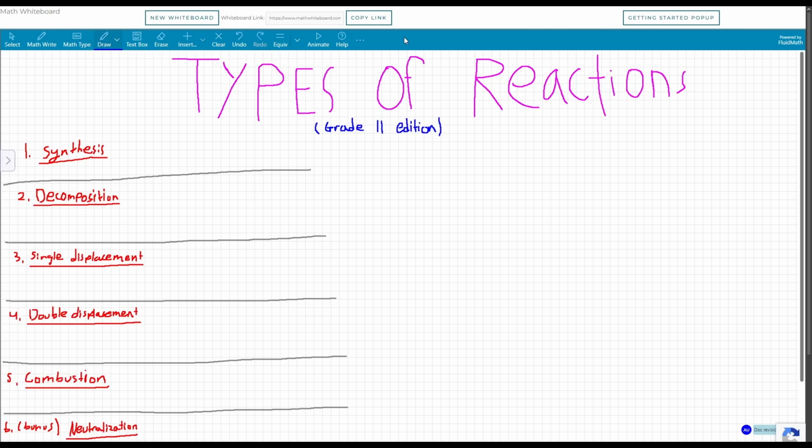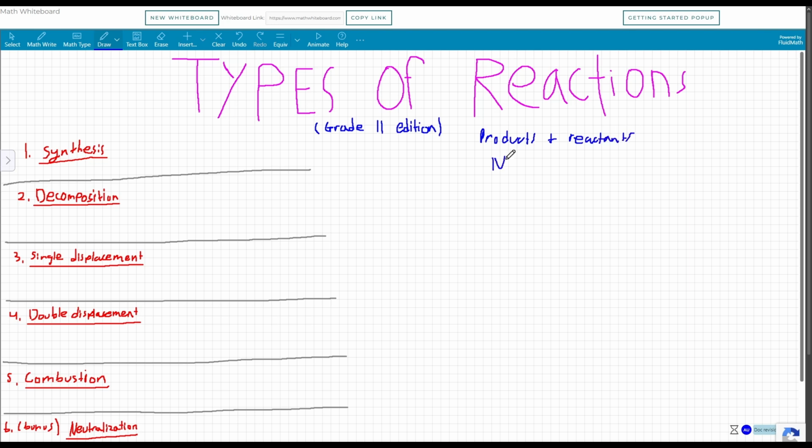So today we'll be going into types of reactions, grade 11 edition. There'll be a little bit extra on what you already learned in grade 10, but first let's do a refresher of all 6 reactions as well as a review on what products and reactants are.